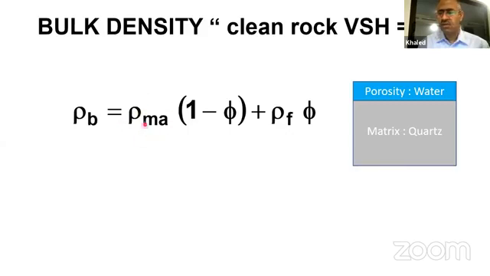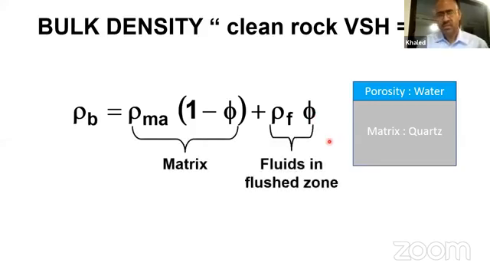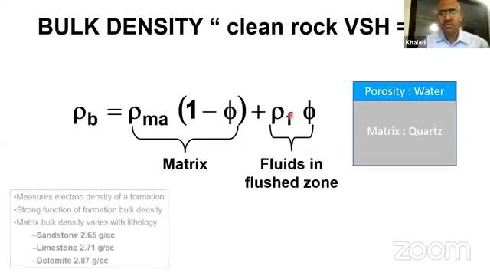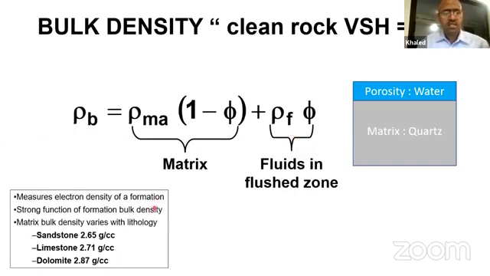Multiplied by the density of the matrix plus the density of the liquid or fluid multiplied by the proportion of the liquid, which is the porosity. That's the density if we measure it in the lab, okay? So, some numbers here, if you have a quartz, the density is 2.65. If you have a limestone or calcite, it's 2.71. And if you have a dolomite, which is carbonate, the density is slightly heavier at 2.87.